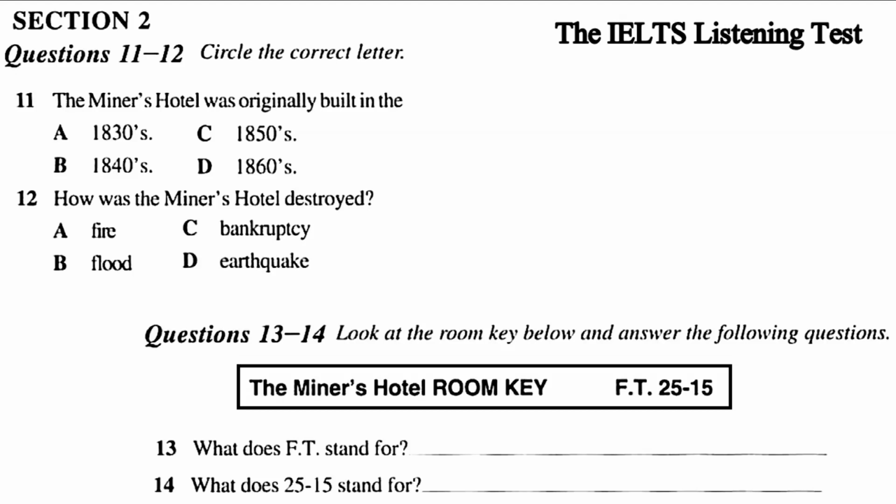Here is your room card. On the card it will say FT, meaning Fortune Tower. On the bottom of the card it will say 2515. The 25 stands for the 25th floor, and the 15 stands for the 15th room on that particular floor.